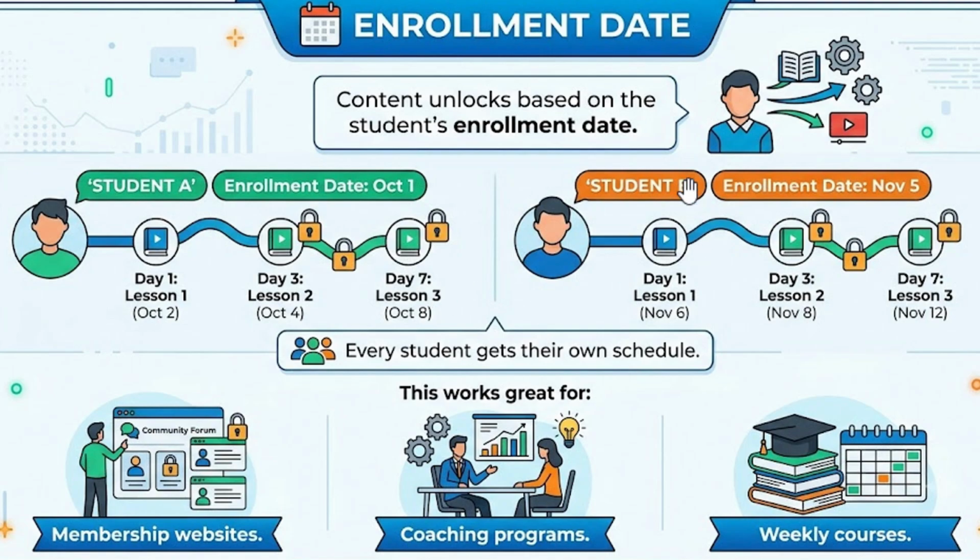And suppose student B enrolls in the same course on November 6th. So he will get the access of lesson 1 immediately, I mean on November 6th. He will get the access of lesson 2 on November 8th, I mean the 3rd day of the enrollment. And to get the access of lesson 3, he has to wait 7 days after enrollment, I mean on November 12th, he will get the access of lesson 3. Every student gets their own schedule. This works for membership websites, coaching programs and weekly courses.